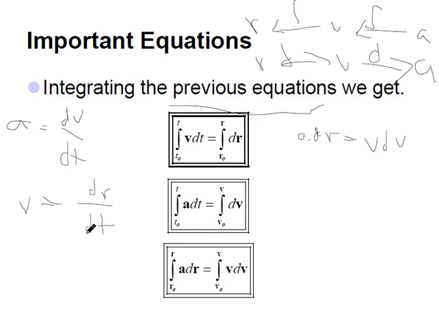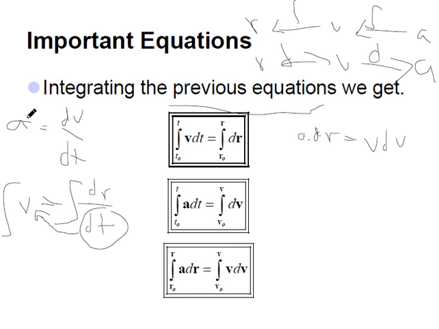So the very first one we're using, when you integrate it, that's what we get. If you integrate this side, you've got to integrate the other side. So this is what we get: integration of V dt, and we have to integrate the other side, dr.